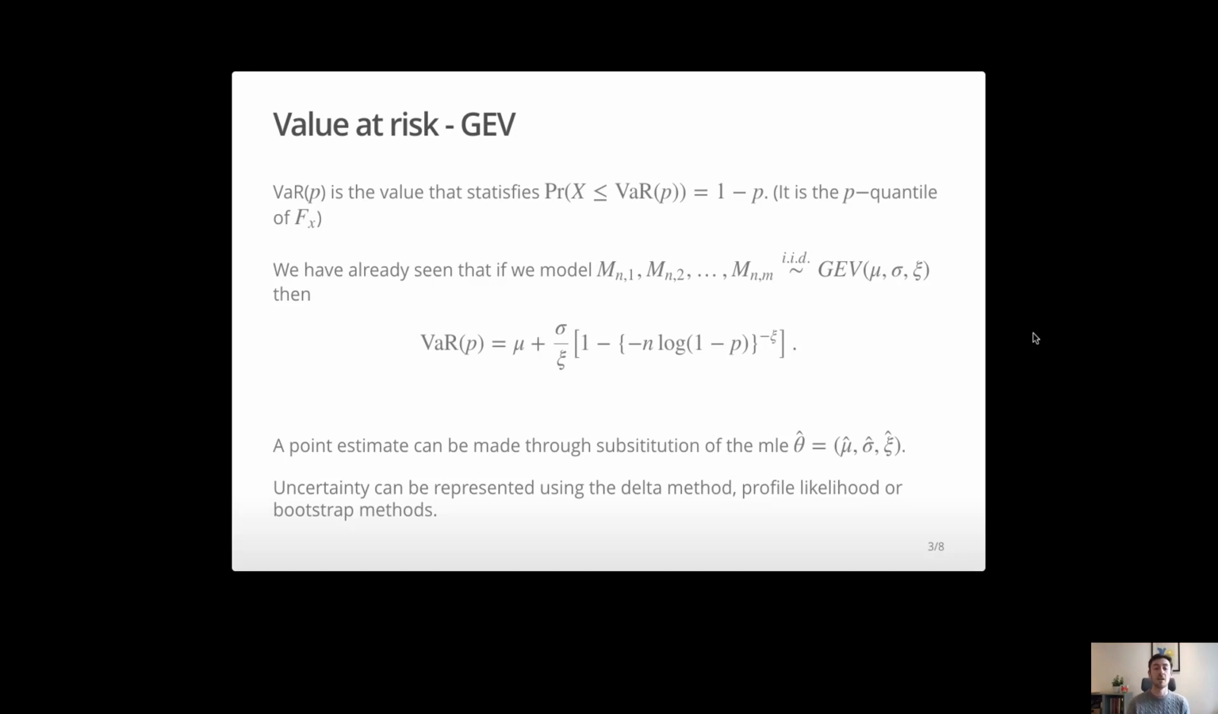And if we want to express the uncertainty in our estimate of the value at risk, we can do that using several different methods. Firstly, what we could use is the delta method. Secondly, we could construct a profile log likelihood for the value at risk in much the same way as we did for a return level in the previous sections of the notes. Or what we could also use is a simple bootstrap in order to resample our block maxima and construct the sampling variability of this quantity.